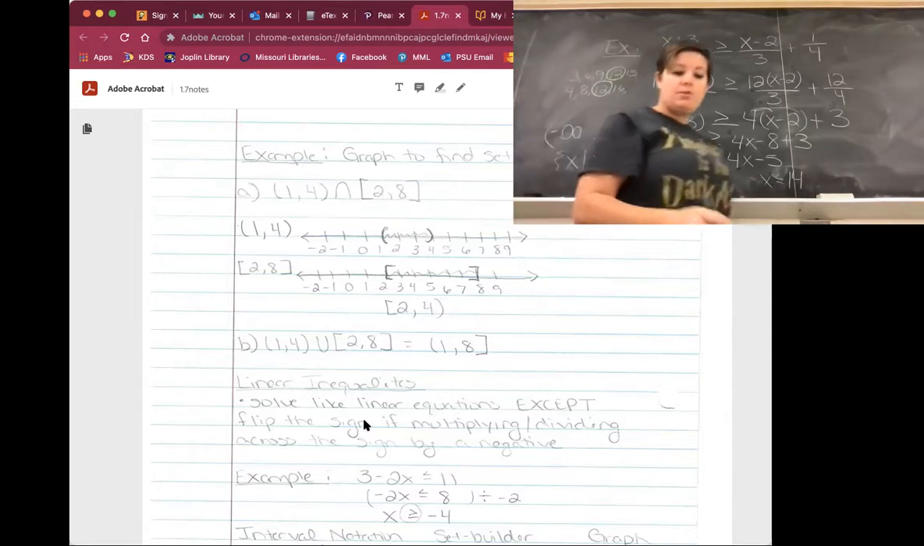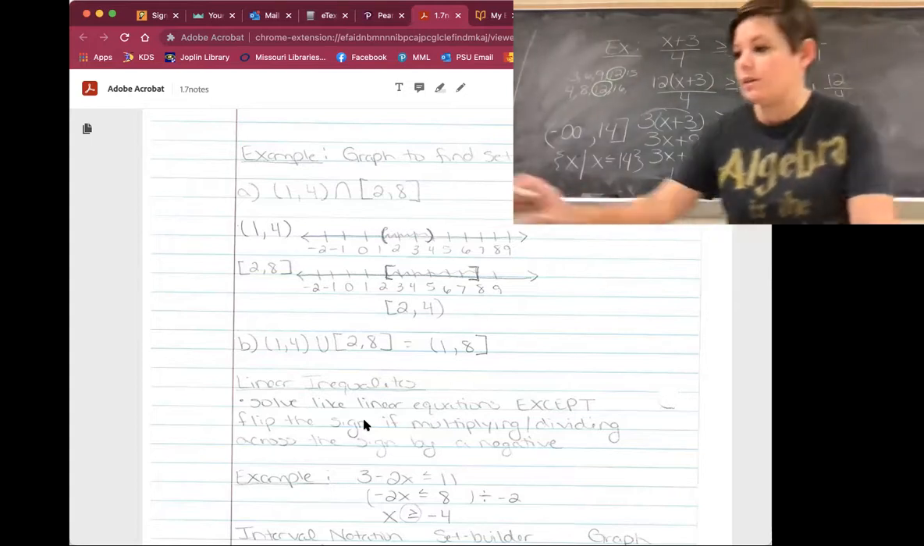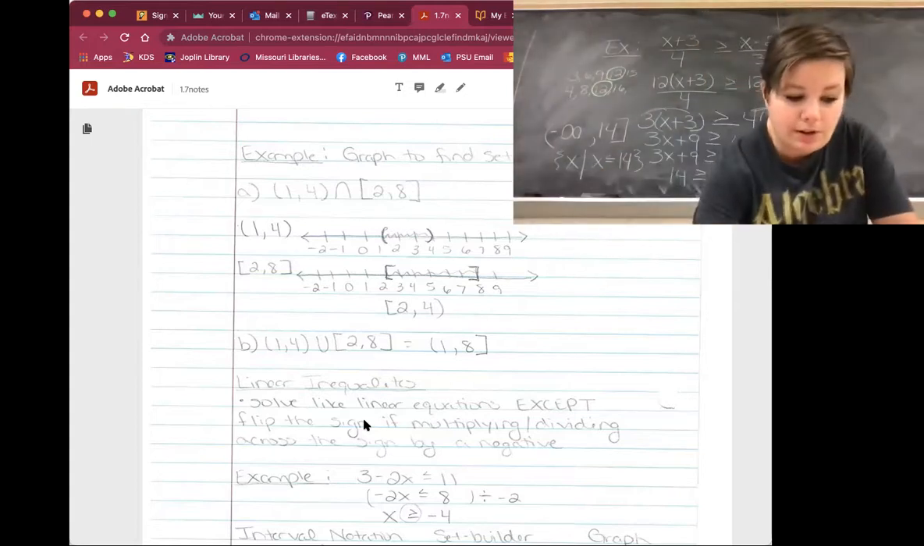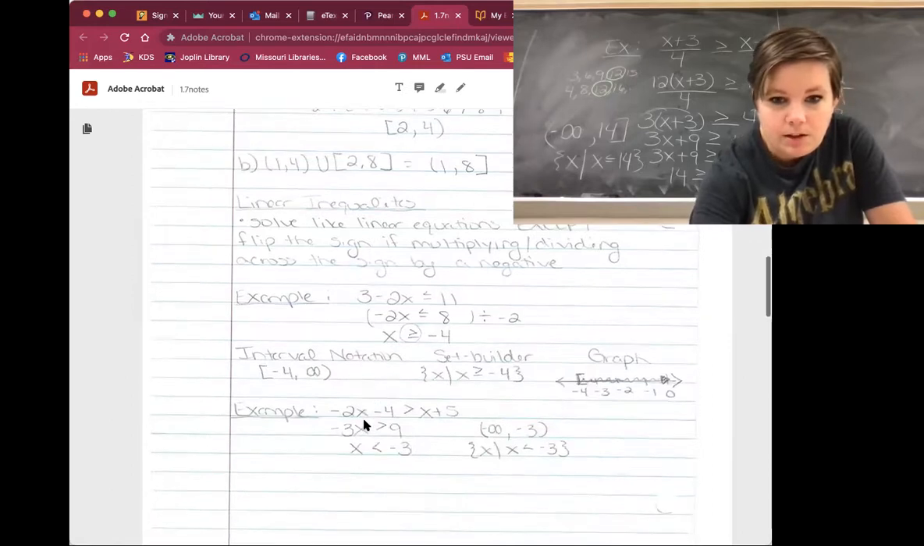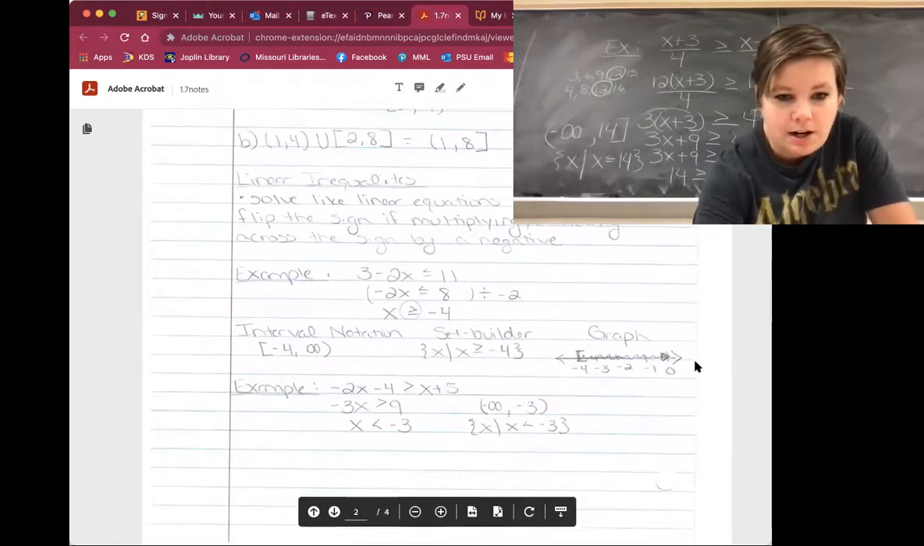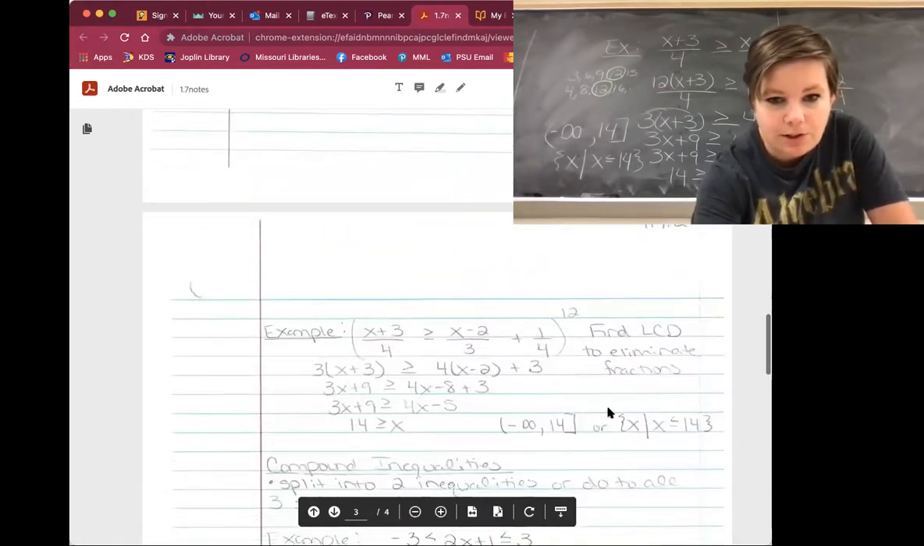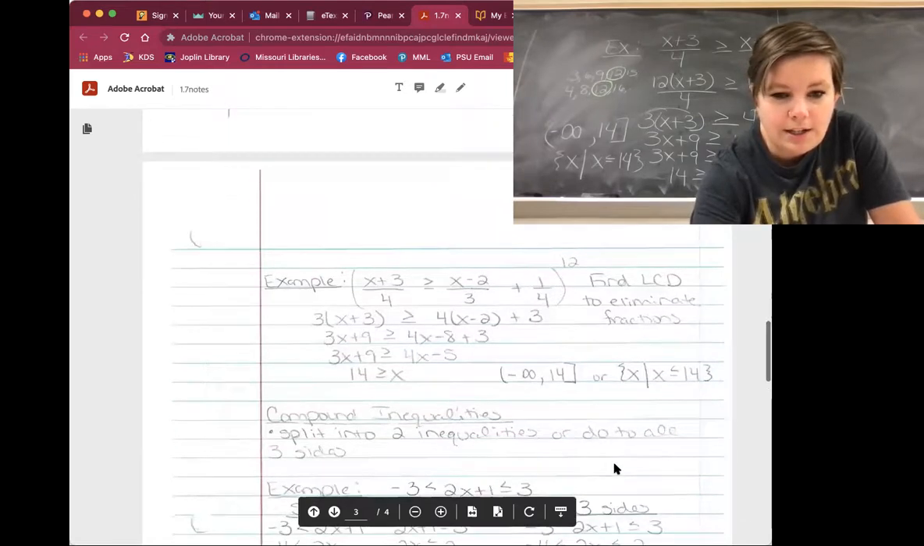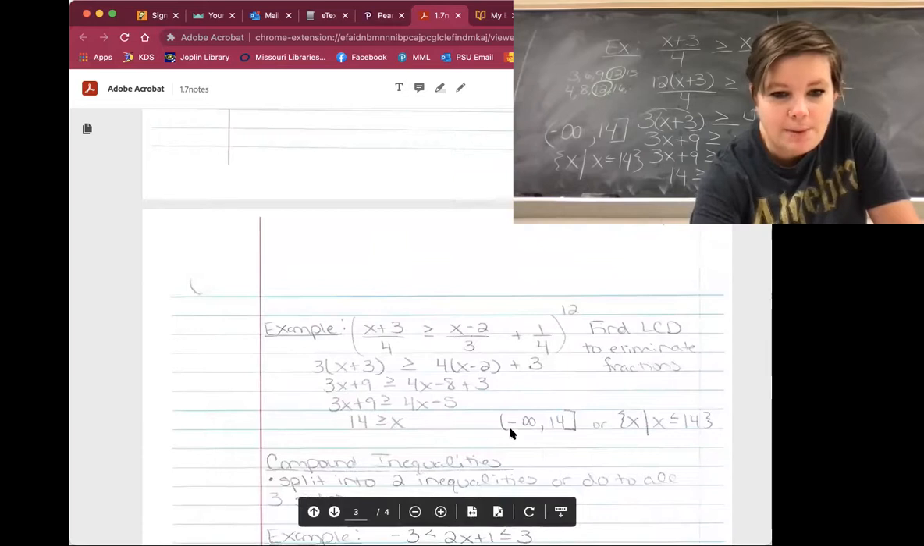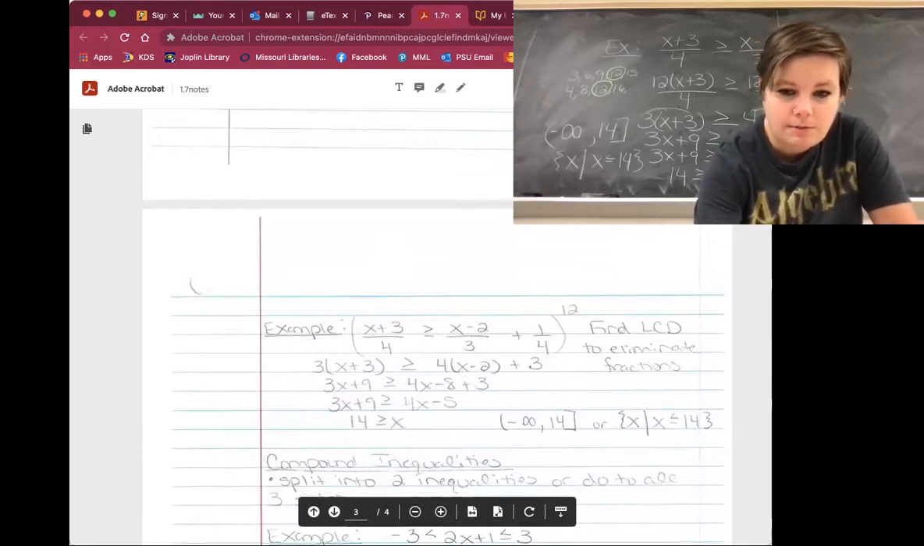Okay, so that's how we solve linear inequalities. If we scroll down in our notes, you see the examples that I've been doing and graphing for you. Right there's the one we just finished. And so right here, we have compound inequalities.